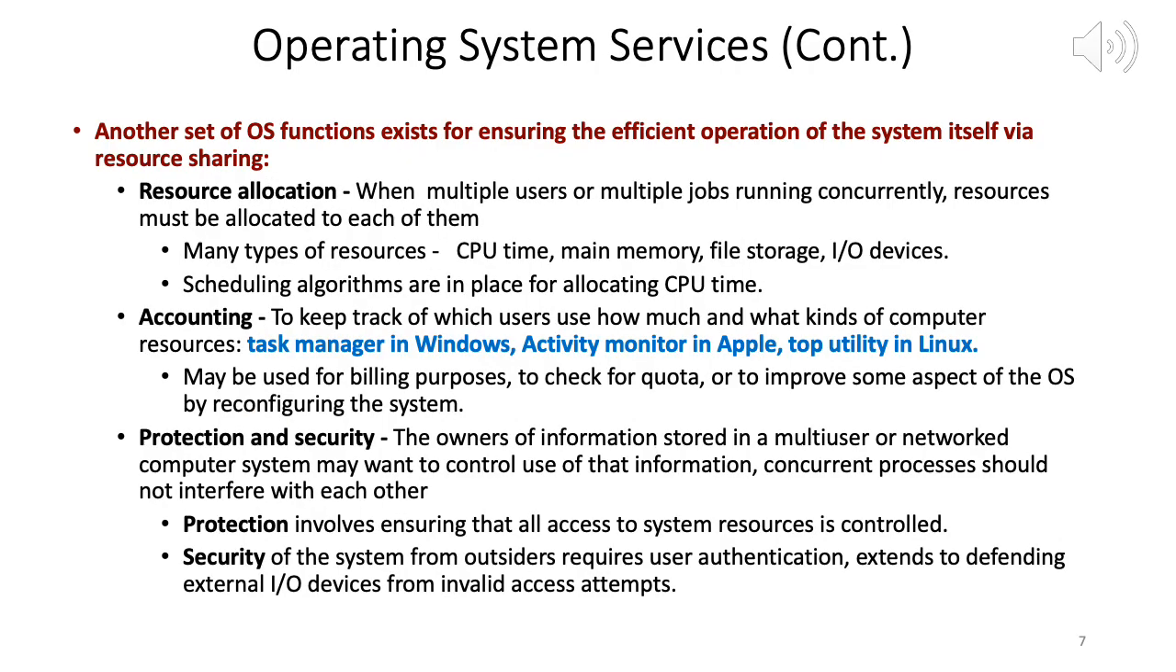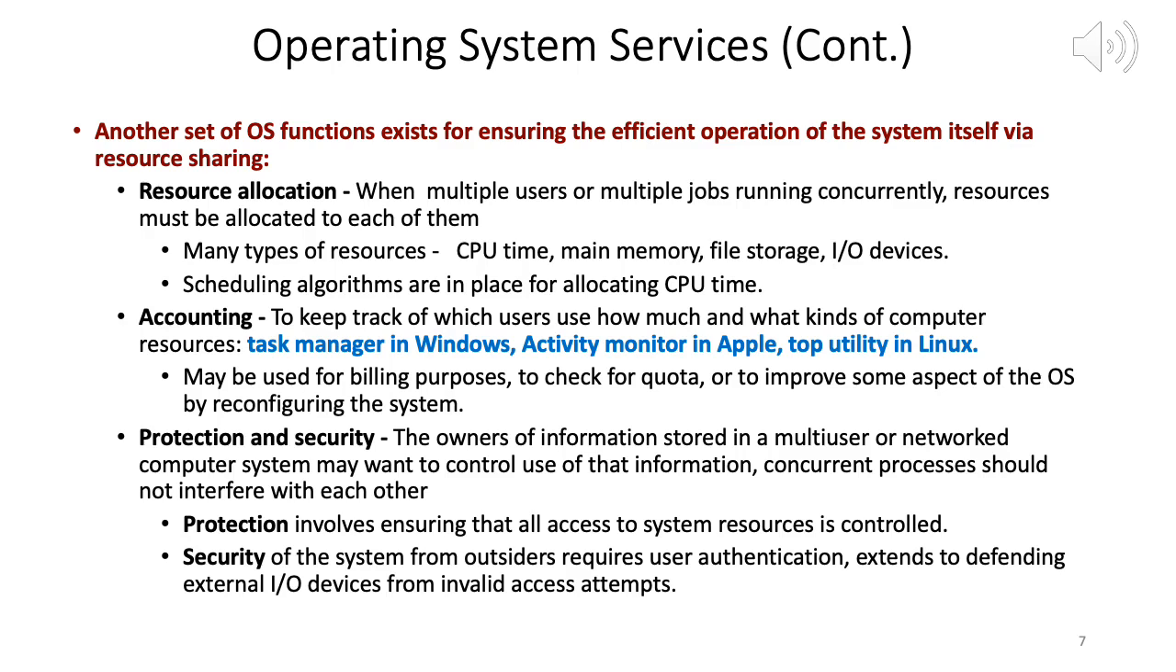Now I am on slide 7, operating system services continued. Right? So another set of OS functions exists for ensuring the efficient operation of the system itself. So now we're not talking that much from the user point of view, but from the system side. Okay, so what are some of those services? Resource allocation. So we know one of the OS's major goals is that it has to allocate resources fairly and efficiently among many programs. Right? So resource allocation.